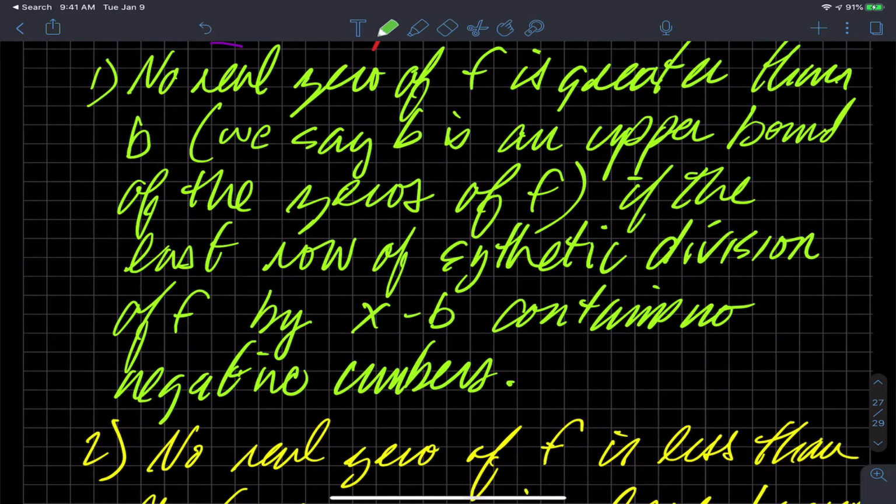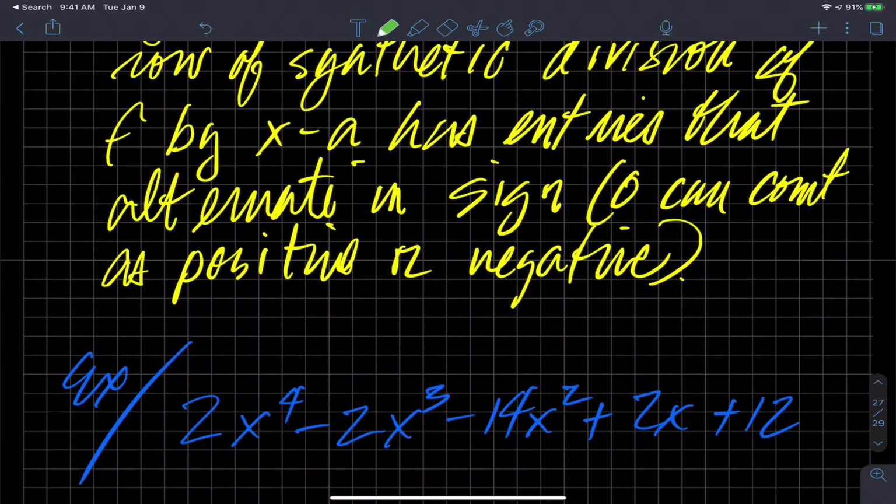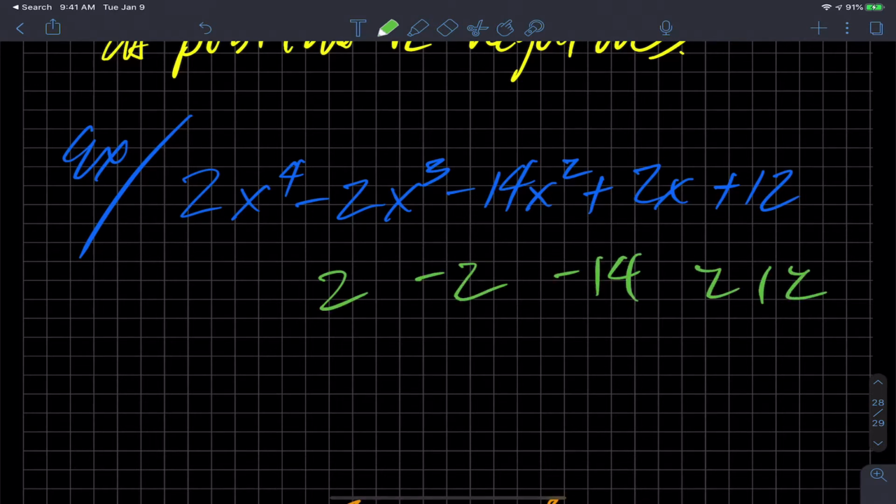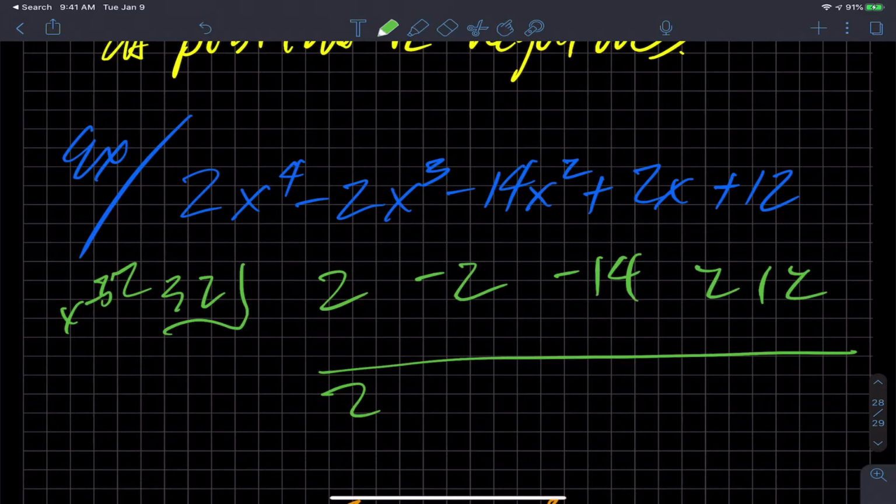No real zero of f is greater than b if the last row of synthetic division of f by x minus b contains no negative numbers. Okay, so what that means is we would call b an upper bound of the zeros of f if, when we did synthetic division, that's the polynomial we're going to be playing with. So let's say I did 2, negative 14, 2, and 12, and I divided it by x minus 32, and 2 multiplied it, got some very large number, and we got all these big numbers.